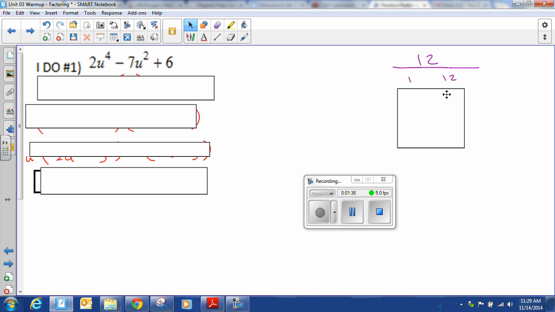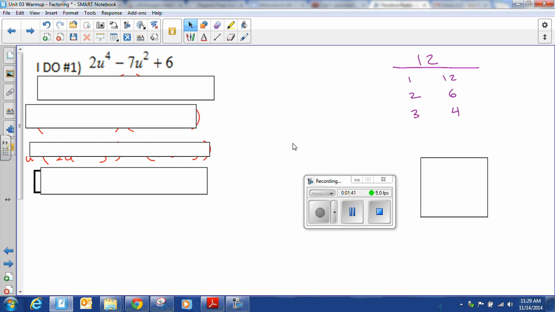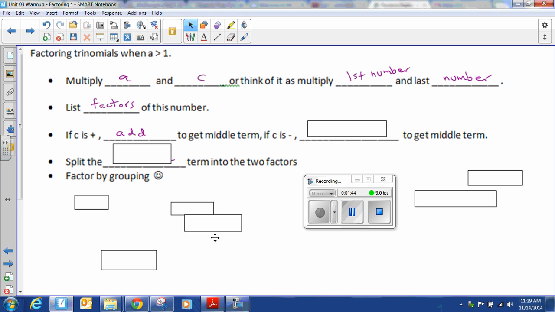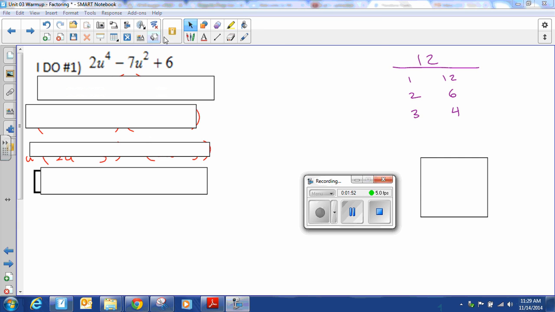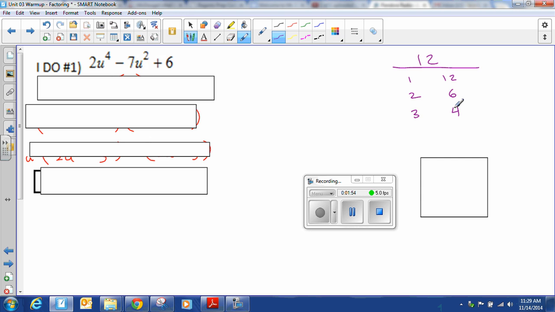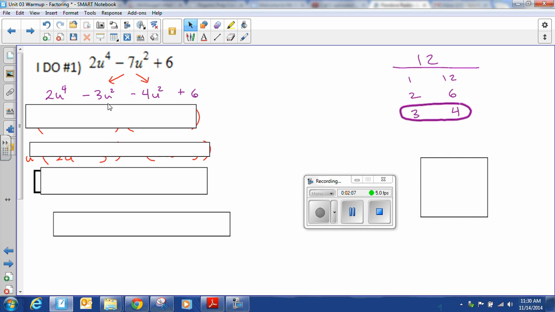So I know that 1 times 12 is 12, 2 times 6 is 12, 3 times 4 is 12. If c is positive, we'll add to get the middle term. If c is negative, we'll subtract to get the middle term. So since c is positive, we'll add. And I have decided that 3 plus 4 does give me 7. And since it's a negative 7, I'll have to split it into negative 3 and negative 4. Keep the variable parts the same: negative 3u squared minus 4u squared.